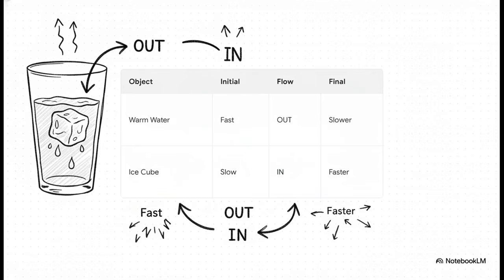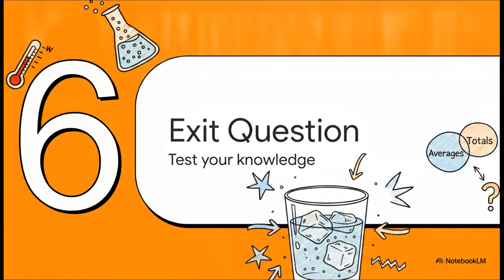And what's the result? The warm water loses energy, so it gets cooler, and its particle motion slows down. The ice cube, meanwhile, gains that exact same energy, which causes it to melt, and its particle motion speeds up. This perfectly tracks the flow of thermal energy until the whole glass reaches that state of thermal equilibrium we just talked about. And that brings us to Section 6, Exit Question.